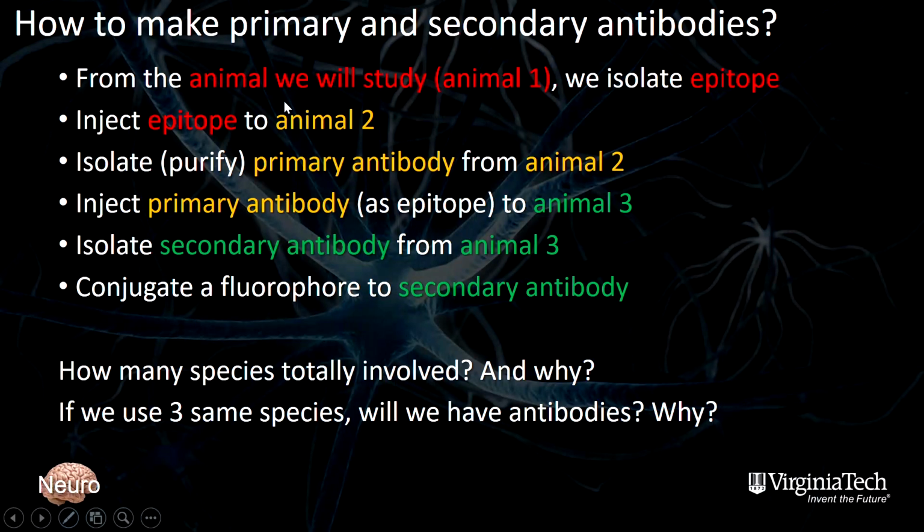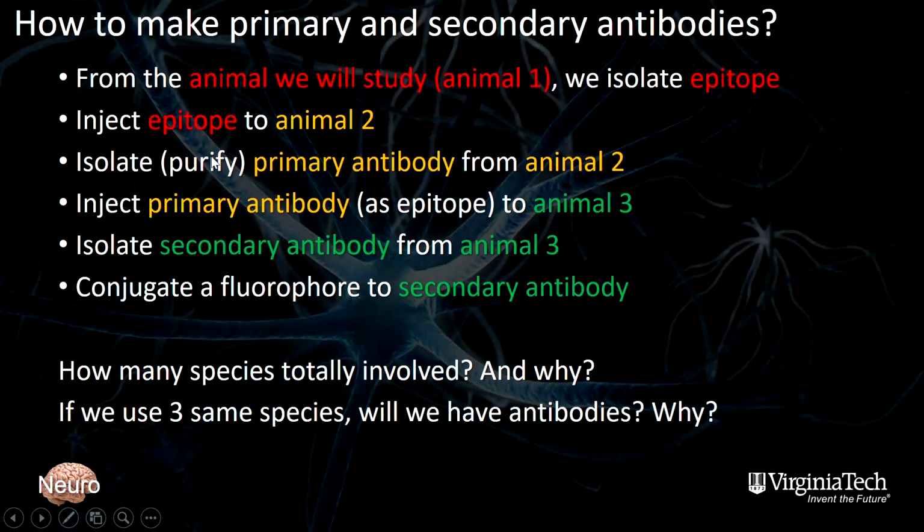It's kind of like giving an immune shot to different animals, and they will generate antibody for us. Okay, let's take a closer look. So first, from the animal that we will study, which we call animal 1, we'll isolate an epitope. And then we'll inject this epitope into another animal, which is going to be a different species from our animal 1. Okay, and because this epitope functions as a foreign object to animal 2, this animal 2 will develop a lot of antibody against this epitope.